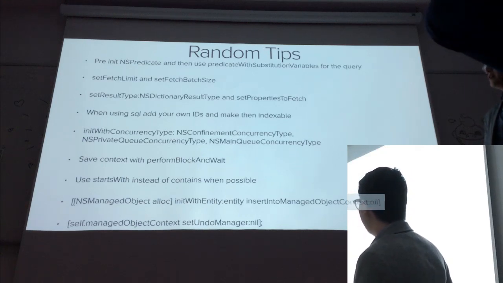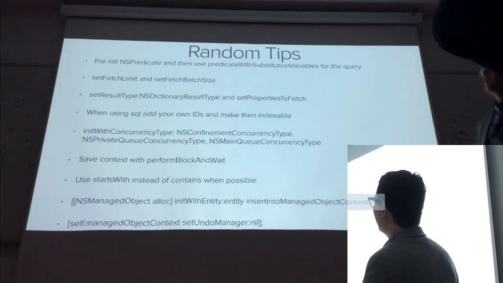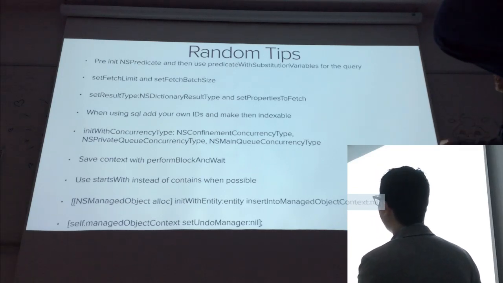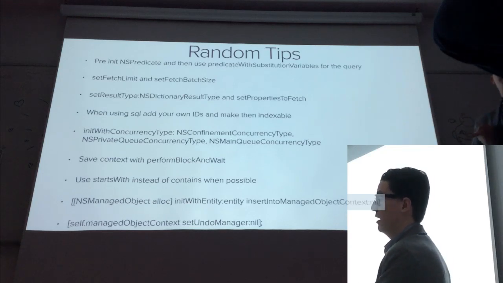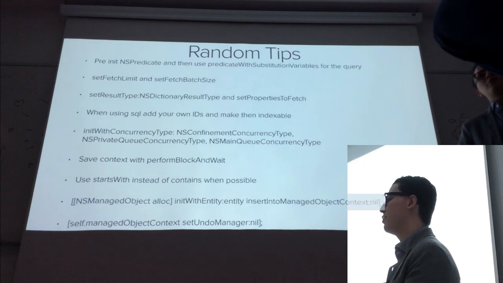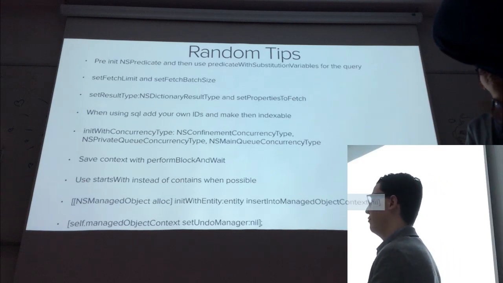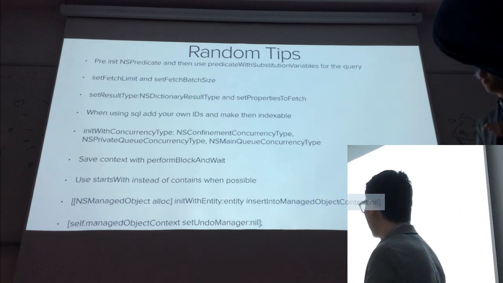And the next thing with that is that if you're having a private queue concurrency type, you can save the context asynchronously every time. So usually if you're doing a lot of changes on the context and then you just save it at the same time, it takes a while, especially if there's a couple of hundred items there.